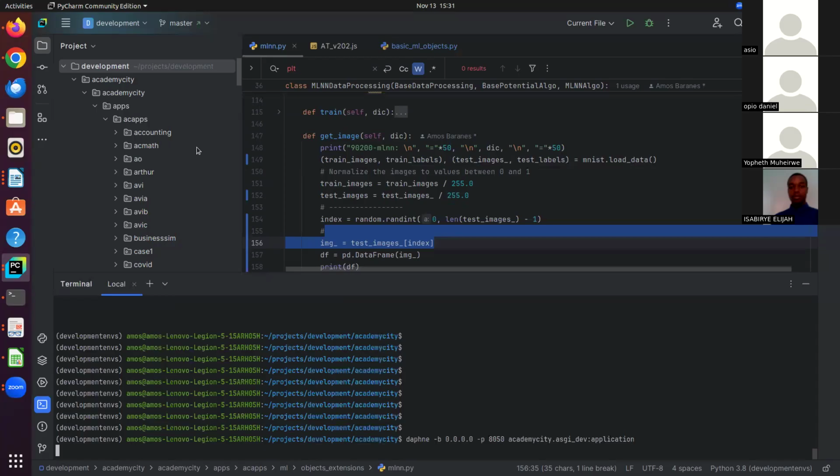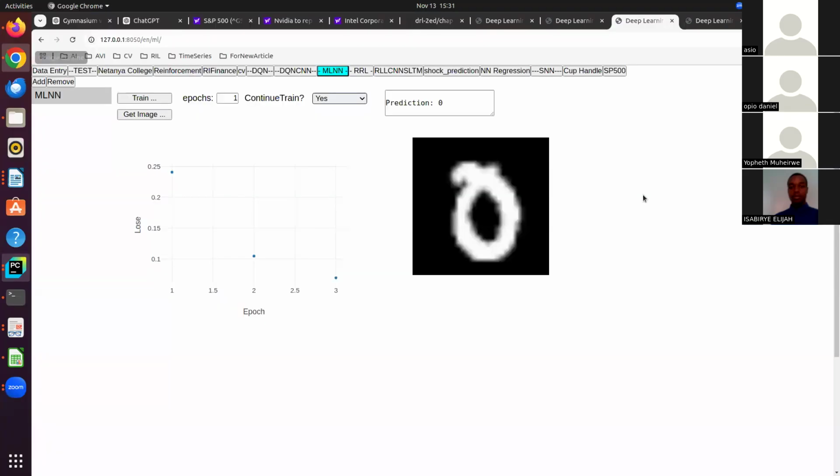And I'll just take a sample. I take an image. It's putting in a random number. It gave me a 0. I want a different number. Here we go, number 6.